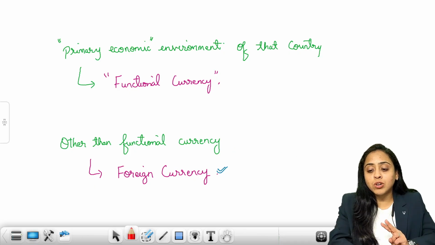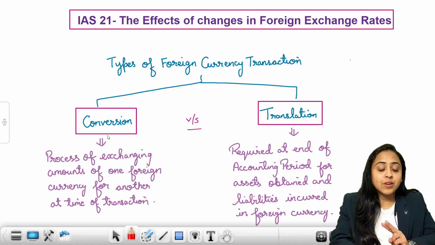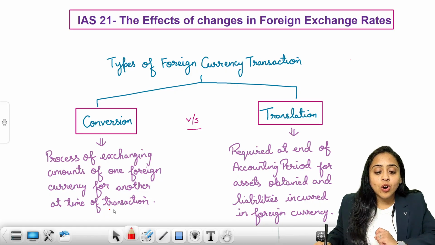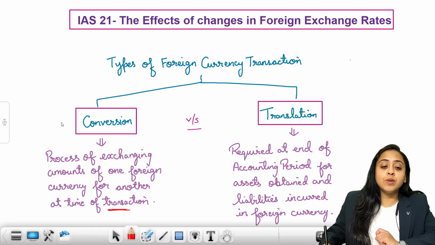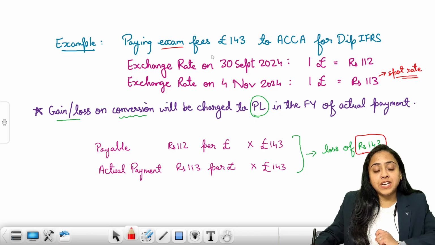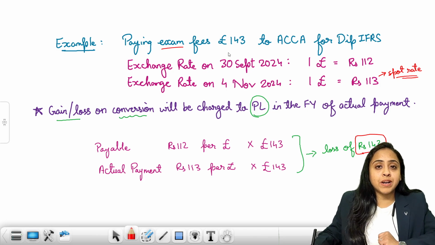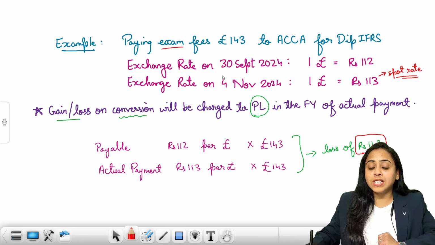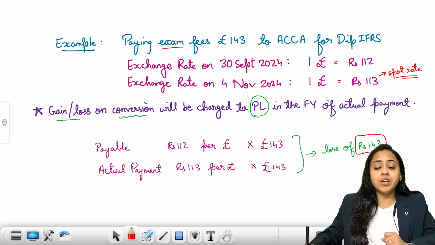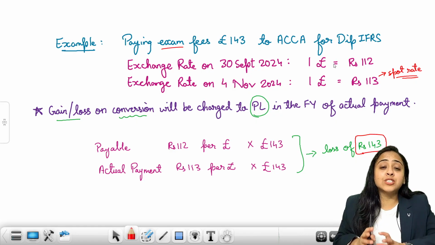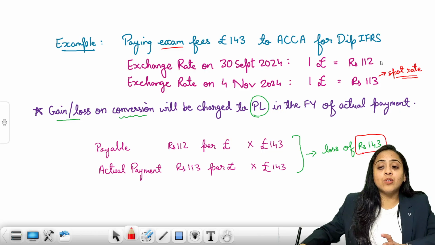Now there are two terminologies regarding the same. First is conversion. If this exchange is happening on the date of the actual transaction, this will be known as conversion. Let's take an example. You have to pay fees for registration to ACCA. Let's say it is 143 pounds. If you pay, you have to pay rupees 112 for each pound on 30th September. Maybe if you pay it on 4th November, you will have to pay 113. These are the rates by which there will be an actual deduction from your bank account. These are known as conversion.